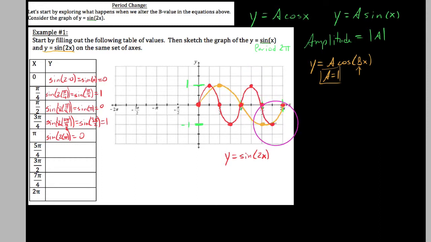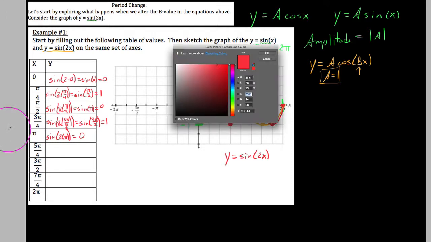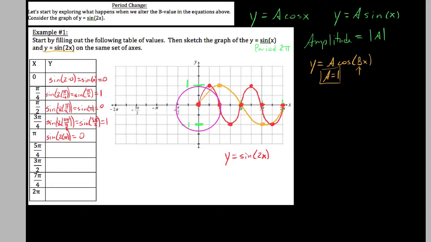Recall that the period is how far a graph has to go before it completes one full cycle, before it starts to repeat itself. So if I were to pull out a light blue here, we'd say from this point here, it goes through one full cycle and comes back to this point here. We'd say the length from here to here is its period, and what we see is the period of this graph is just pi.